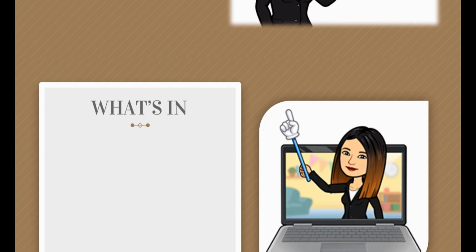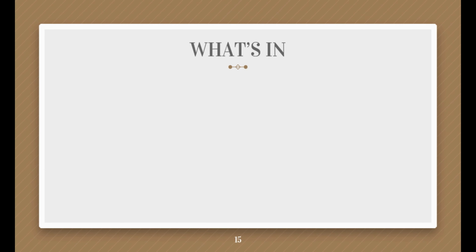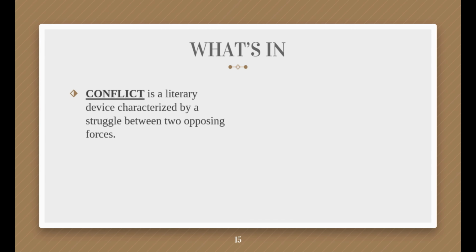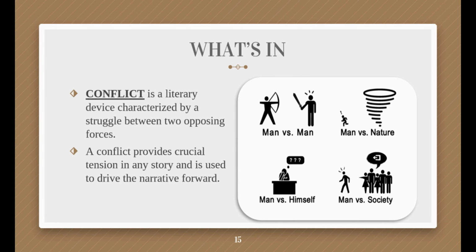Let's have more activities that have something to do with our lesson today. Go to page 3 of your module. Read these key points to be reviewed on the different types of conflict. In literature, a conflict is a literary device characterized by a struggle between two opposing forces. A conflict provides crucial tension in any story and is used to drive the narrative forward. It's often used to reveal deeper meaning in a narrative while highlighting characters' motivations, values, and weaknesses.